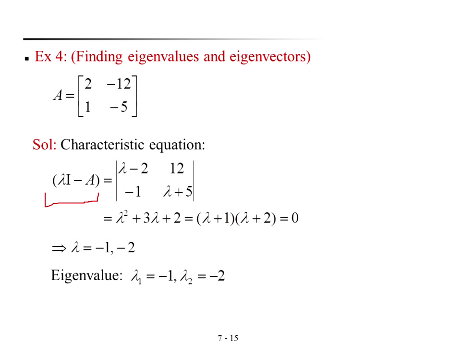Lambda I minus A is equal to 0. Lambda I means from the diagonal element we have to subtract lambda. So lambda I minus A is equal to 0. We have a quadratic equation, then factorize it. Then we have two factors, lambda plus 1 and lambda plus 2. Then lambda is equal to minus 1 and minus 2. These are called the eigenvalues.